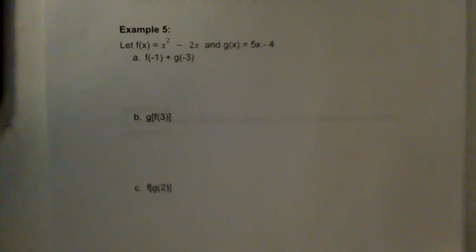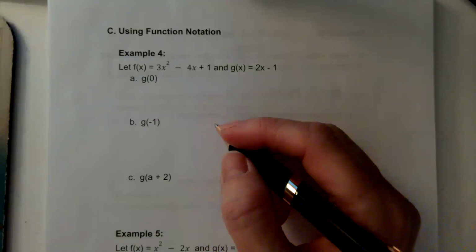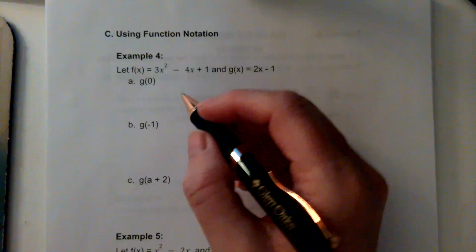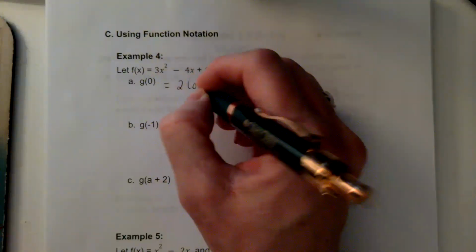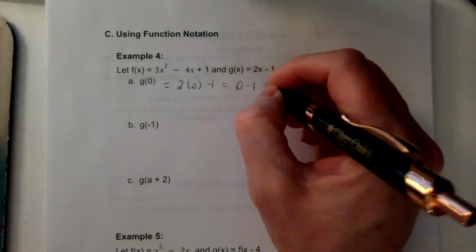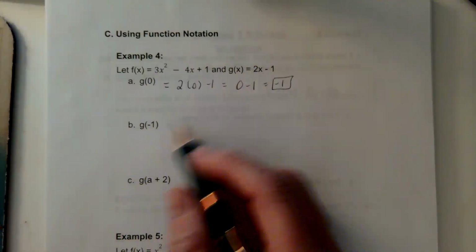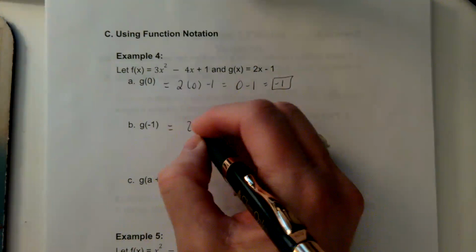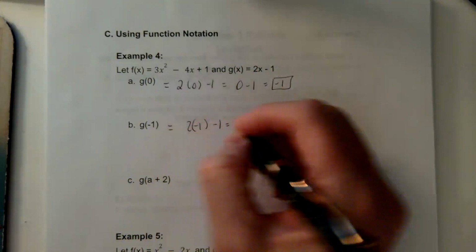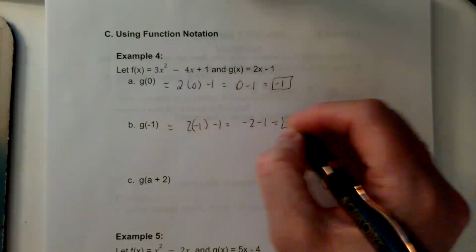Okay, so we're going to use some function notation to do some more evaluating. So let's evaluate G at 0. We have two functions again. We're going to evaluate G at 0, so X is going to get replaced with 0. And this becomes 0 minus 1, which is negative 1. G of negative 1, so we're going to replace X with negative 1. So that is negative 2 minus 1, which is negative 3.